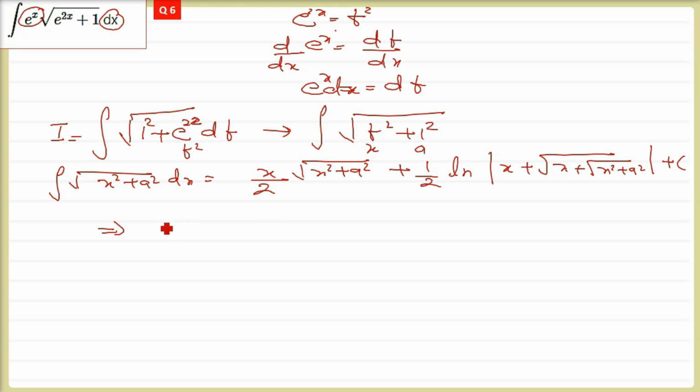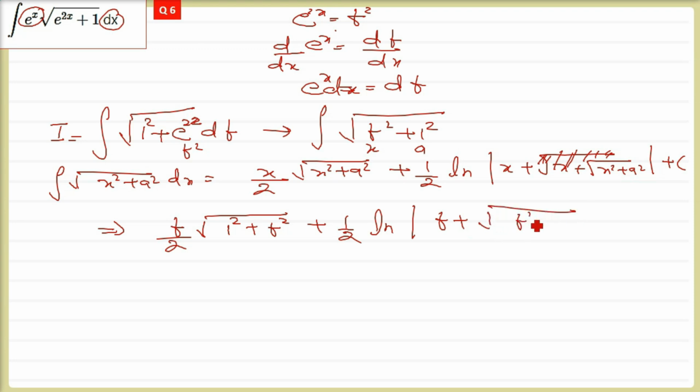Take x as t, a as 1 and replace it here. So t by 2 under root 1 square plus t square plus half ln, log base e modulus t plus under root x square plus a square. As I told you, I am going to fix it just now. It's just x plus under root x square plus a square only. So t plus under root t square plus a square, which is 1 square.